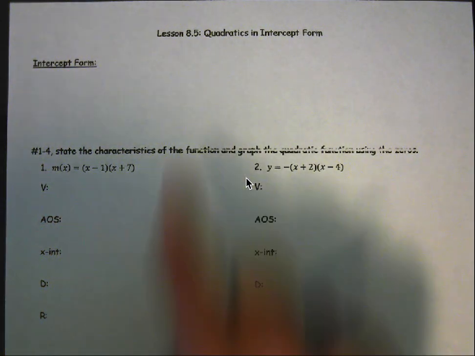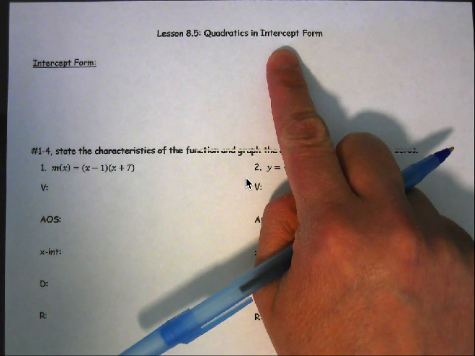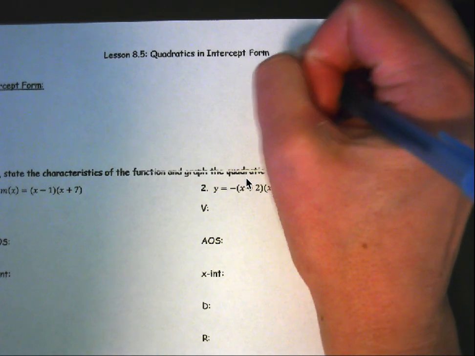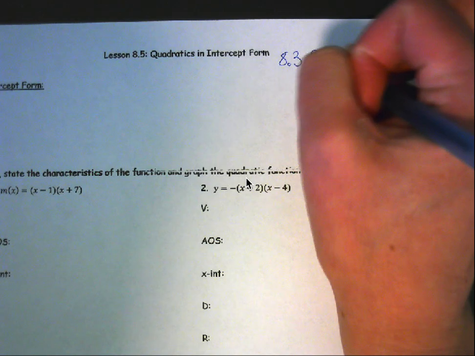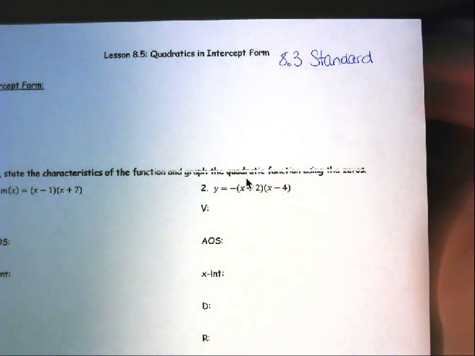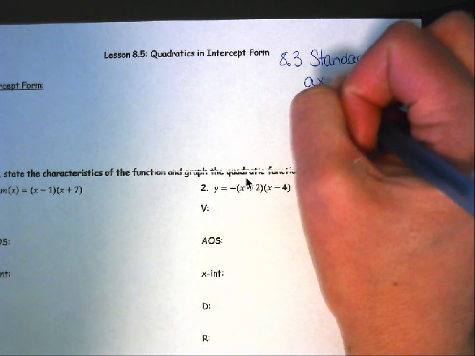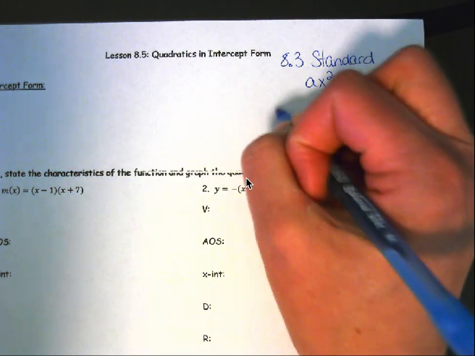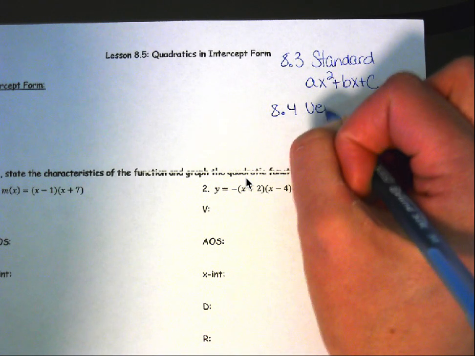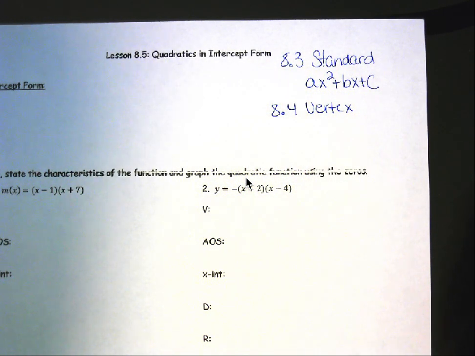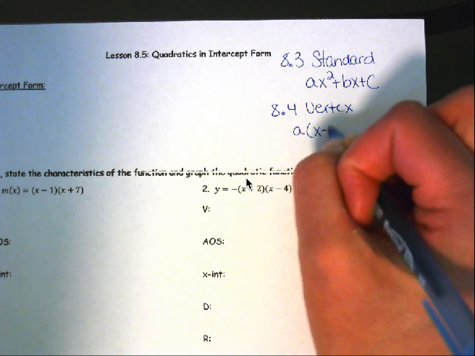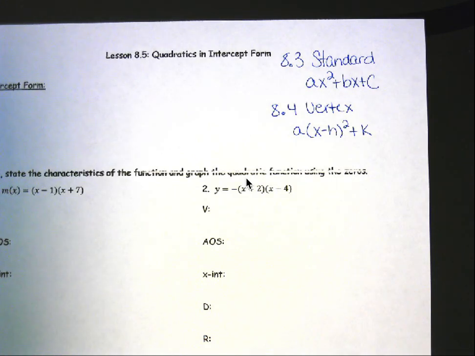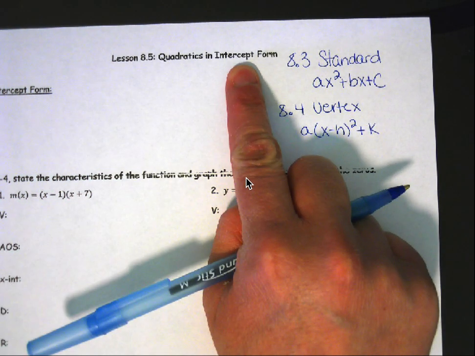So today we're going to be doing 8-5, which is called intercept form. If you remember over the last couple days, we've been going over 8-3, which was standard. That's where you have ax squared plus bx plus c. In 8-4, we showed you vertex form, and that's the one that has the h and the k in it. So it looks like that. And in today's lesson, they're going to show you intercept form.